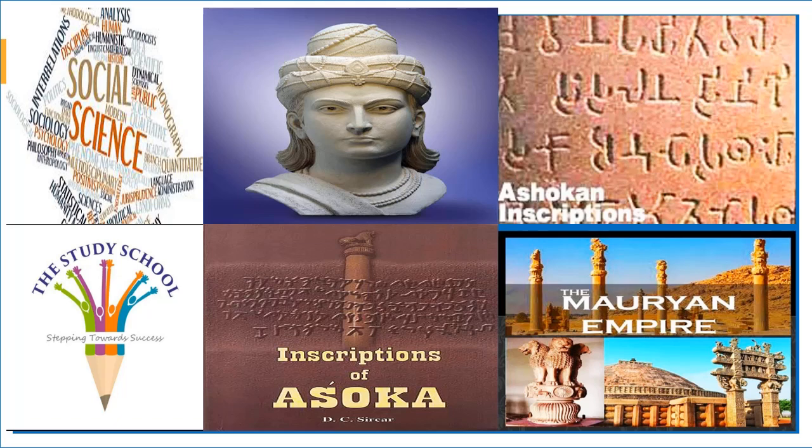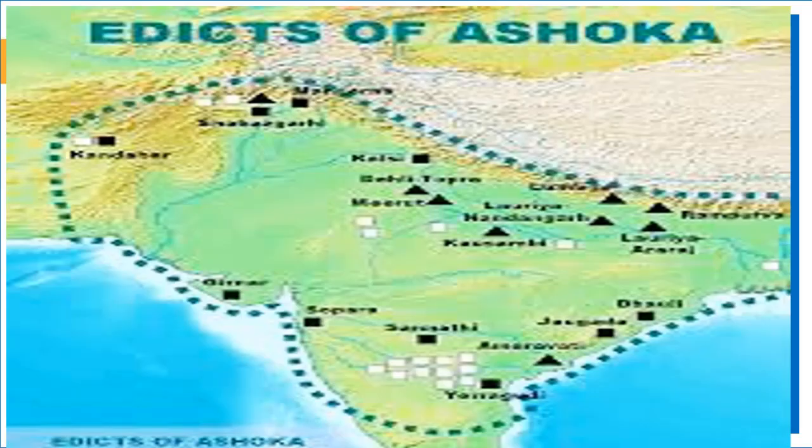From different parts of our country, we got the inscriptions of Ashoka. Now on the screen we can see a map of ancient India showing where we got edicts of Ashoka, which also shows the boundaries of his empire. Those places where his orders, or edicts, were found are marked on the map.